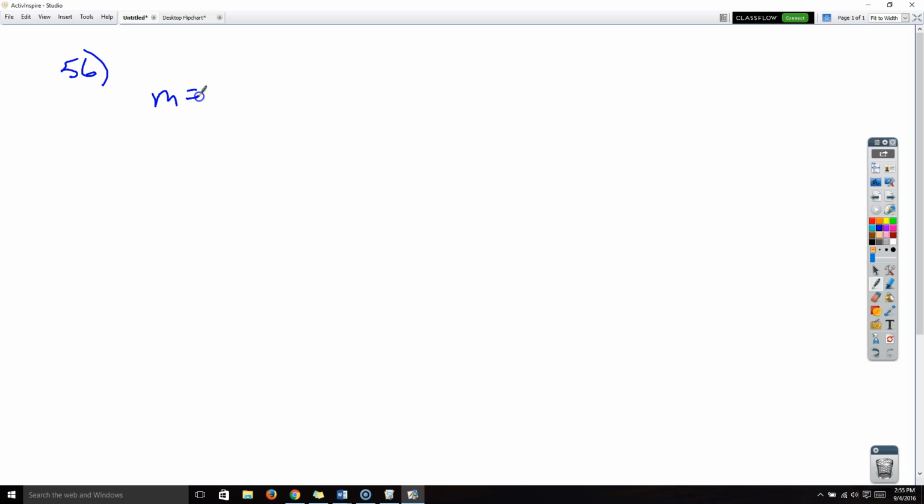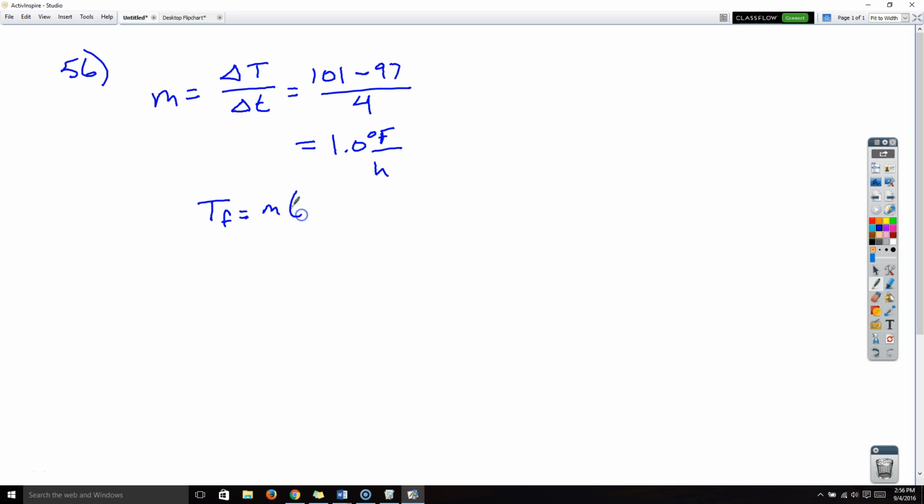M would be equal to the change in temperature, and we're going to divide that by the change in time. Our change in temperature was about 101 minus 97, and we're going to divide that by the change in time, which is about 4 hours. So we're looking at about 1.0 degrees Fahrenheit for every hour of time that goes by. Let's go ahead and use our slope-intercept form for our equation. We know that the final temperature here is equal to the slope times the time plus the y-intercept, which would actually for us be the original temperature.